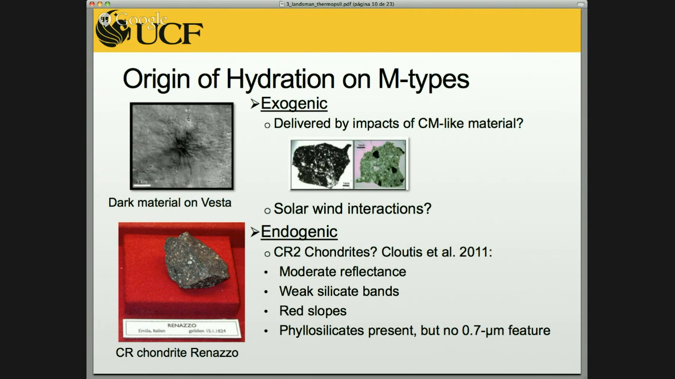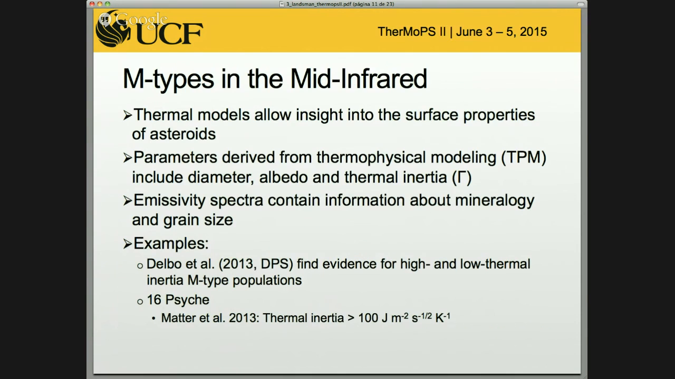Okay, so what about the mid-infrared? We've heard a lot of really good introductions today to how thermal modeling can tell us a lot about the surface properties of asteroids. So I don't have to say too much about it, but we know we can get from thermophysical modeling, for example, diameter, albedo, and thermal inertia, which is a really nice indicator of surface properties. Additionally, emissivity spectra in the mid-infrared contain compositional information and information about grain size.